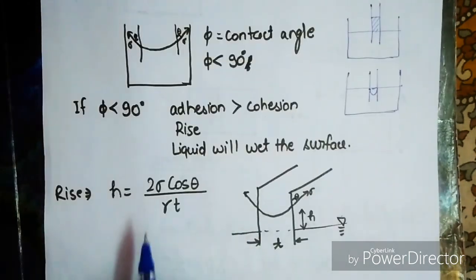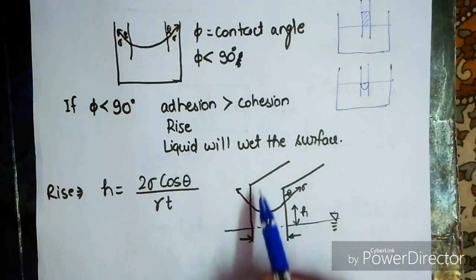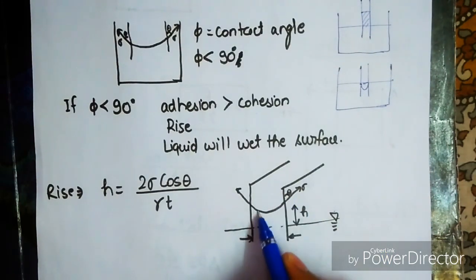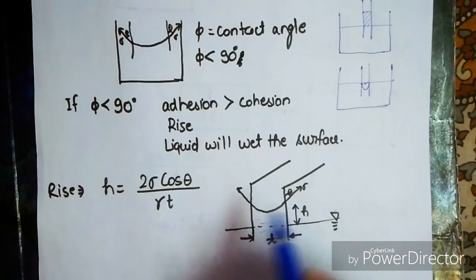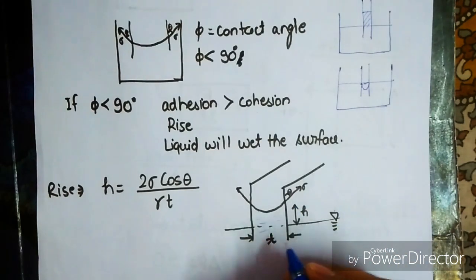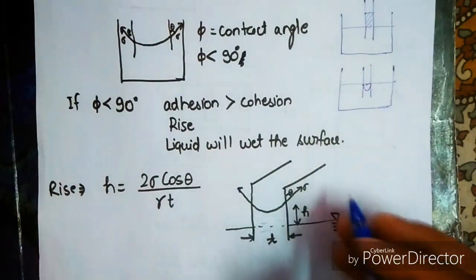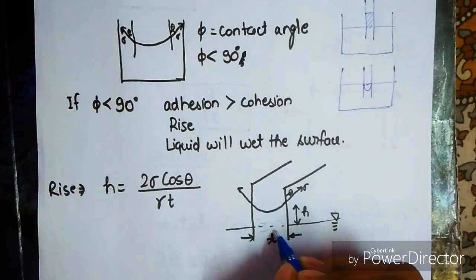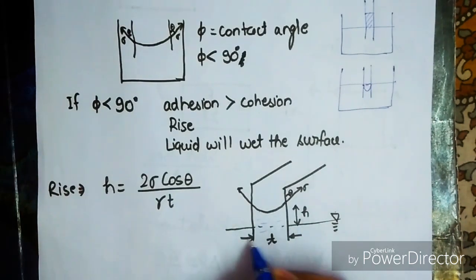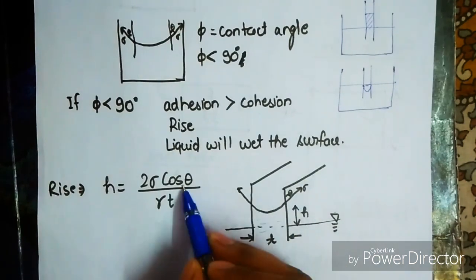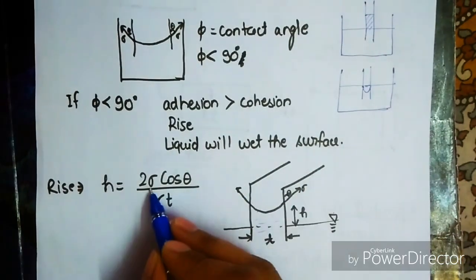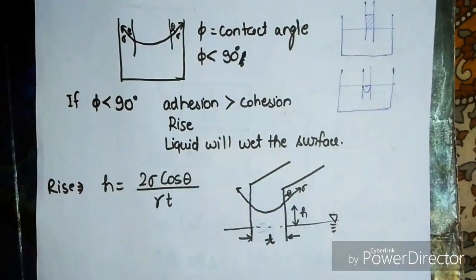Okay, now the rise in this case, when there is liquid between two plates, we have H. This rise equals 2 sigma cos theta upon gamma t. Okay, gamma is the unit weight of this water and t is the thickness of liquid between these two plates. Okay, theta equals this contact angle and sigma is the surface tension.